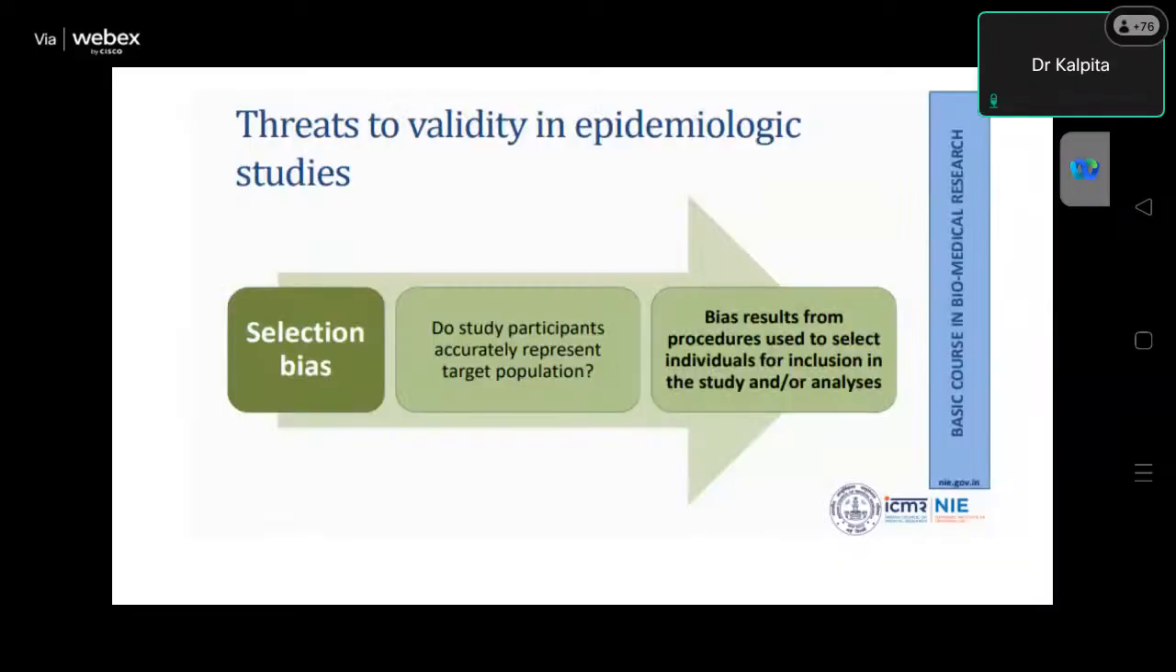So these were the three biases which we need to take care of. One is selection, information, and confounding. We were talking about the selection bias, which means whether the study participants are actually representing our target population, and I had given you one example. These biases can result from procedures that are used to select the individuals for inclusion. We'll be talking about how this occurs in the next slide.